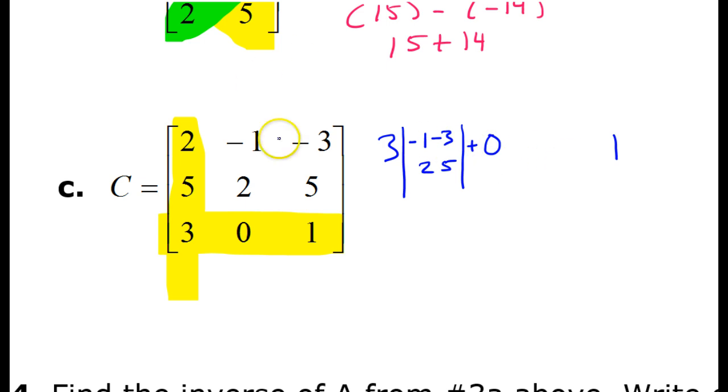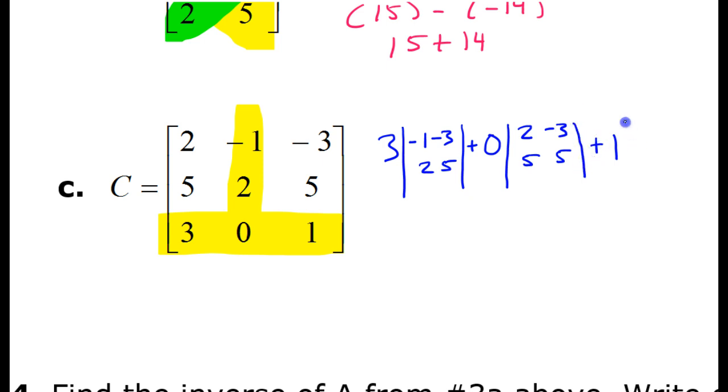What about for the 0? Okay, so since we're looking at the 0, I am going to cancel out that column and ask myself what the little submatrix will be. The submatrix will be 2, -3, 5, and 5. Oh, that's my other coefficient. Okay, so I'll put a plus right there.